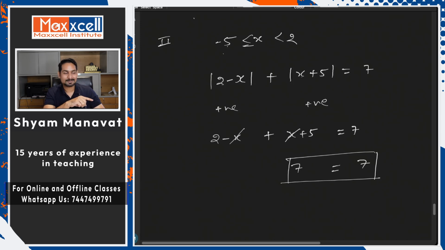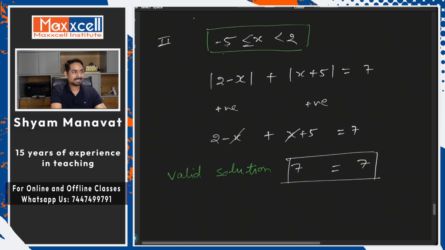This is a universal truth. 7 is equal to 7, right? So here you got a valid solution. And what is that valid solution? The valid solution is any value you substitute in this segment, because you don't have x. So the answer is independent of x. That means any value you substitute in this segment will satisfy the given equation. Okay. So here this is the valid solution.